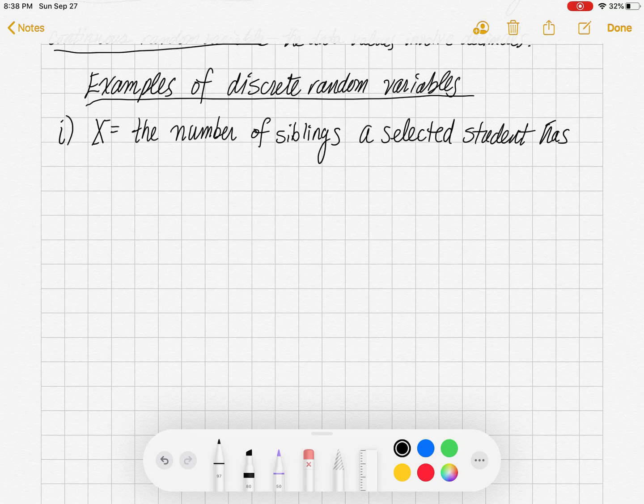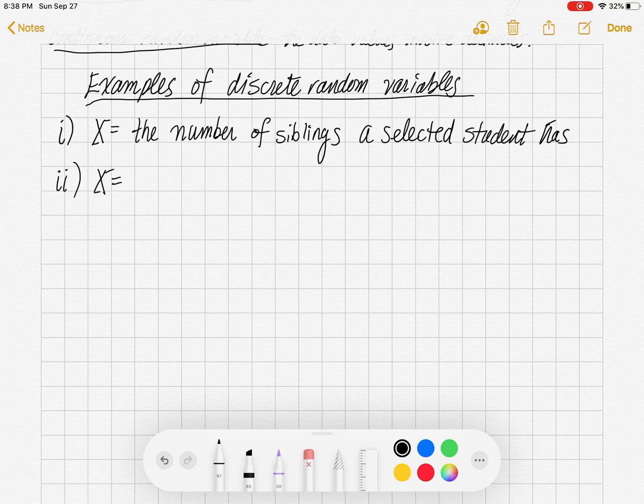So it's random, right? The value is based on chance. The outcome, whether 0, 1, 2, 3, 4, however many siblings, is based on chance because I'm randomly picking. And we're dealing with counting numbers, only counting numbers. Since we're talking about siblings, you can't have parts of siblings. You can only have whole numbers or counting numbers.